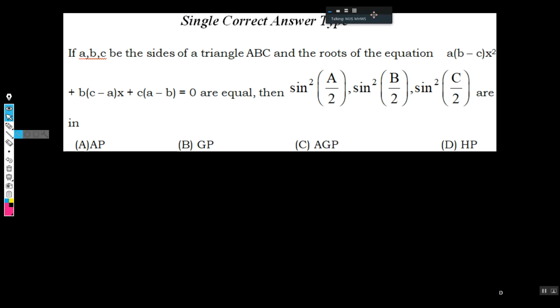If a, b, c are the sides of the triangle ABC, and they are the roots of the equation a(b minus c)x squared plus b(c minus a)x plus c(a minus b) equals 0, then sine square A by 2, sine square B by 2, sine square C by 2 are in AP, GP, AGP, or HP. Discriminant equals 0.